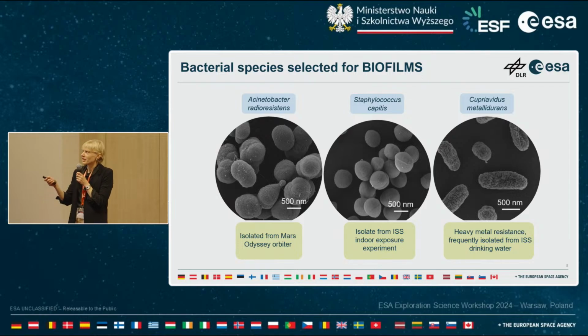And then the last one is Cupriavidus metallidurans, which was selected because of its heavy metal resistance and because it's frequently isolated from ISS drinking water. All of these 3 species are known for their spaceflight relevance, but also for their biofilm formation. They all form more or less strong biofilms and produce more or less biofilm matrix.